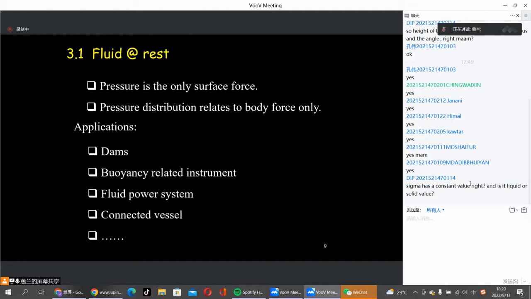For this part, we should always remind ourselves pressure is the only surface force. There is no shear force. There is no shear stress. And pressure distribution relates to body force only. It will apply to dams, buoyancy related instruments, hydraulic power systems, and connected vessels.